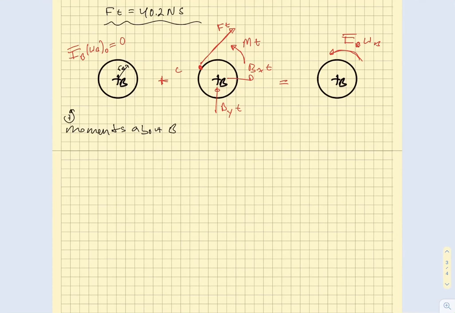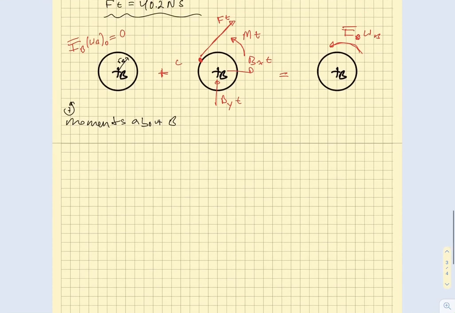And the great thing about this is if we do the summation of moments about B, remember this is a radius, RB. Then we should get that this is equal to, and the rotation now is going to be in the counterclockwise direction, so that's going to be I bar B omega B. So now we get something very similar to what we'd seen before.